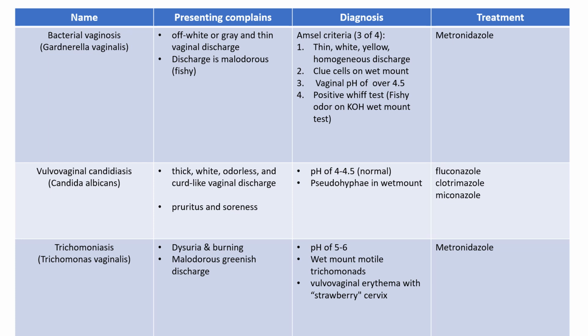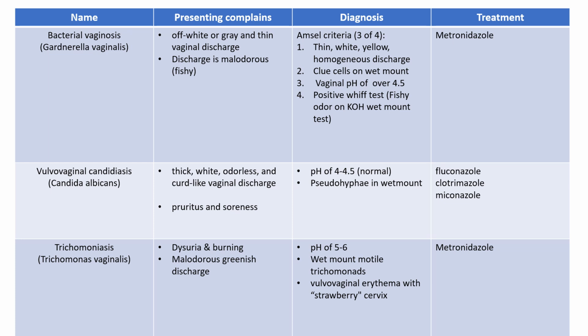The third one is trichomoniasis, which is caused by Trichomonas vaginalis. Here the patients present with dysuria and burning sensation. They complain of a vaginal discharge, which is green and malodorous. The vaginal pH is more than 4.5. It can be between 5 to 6.